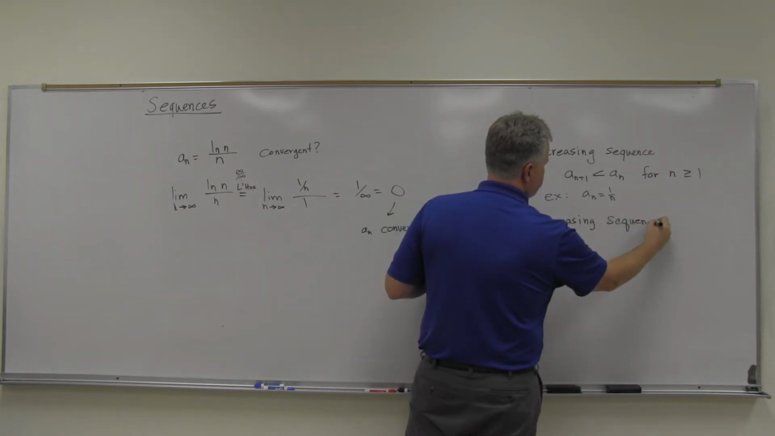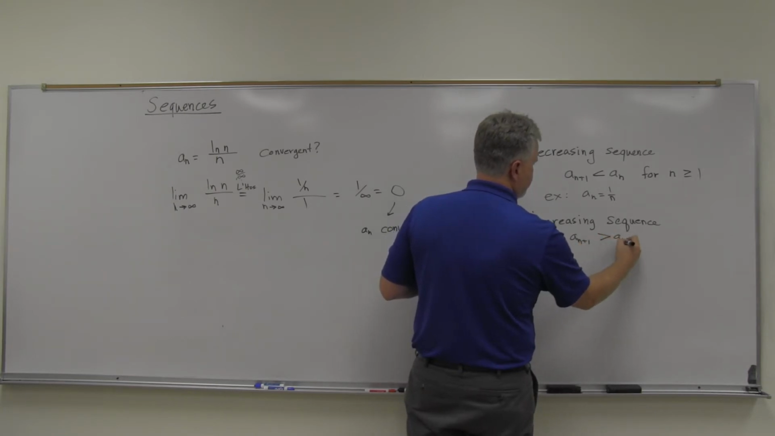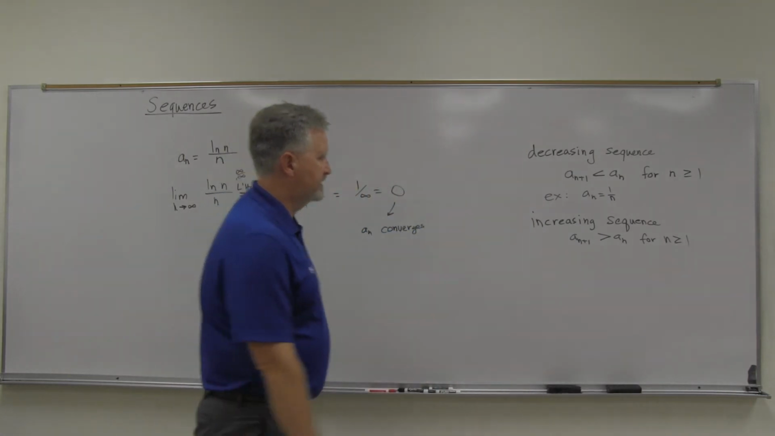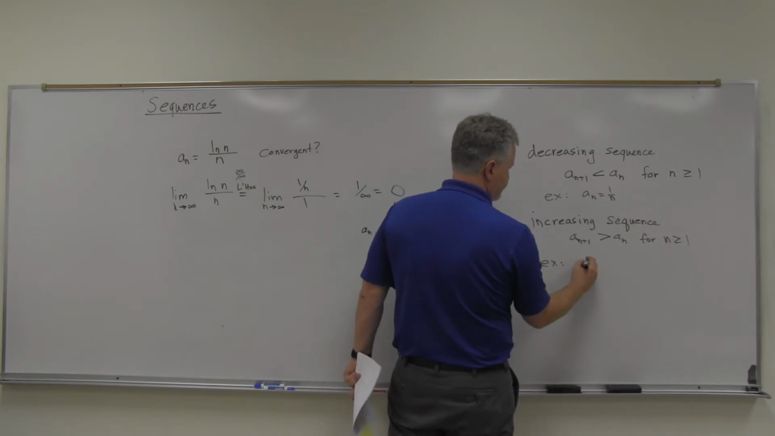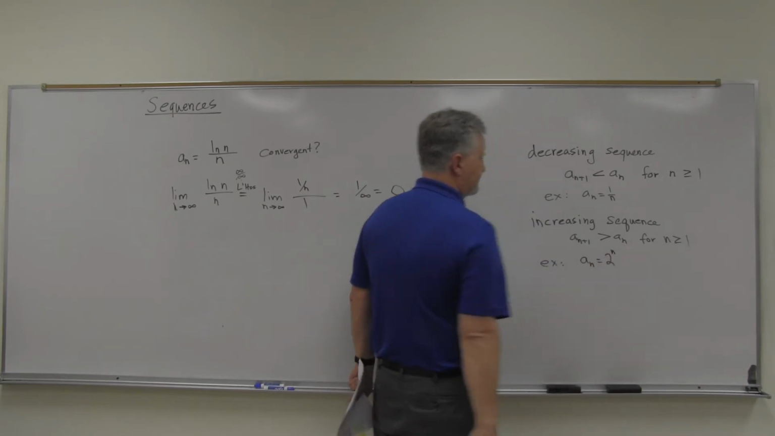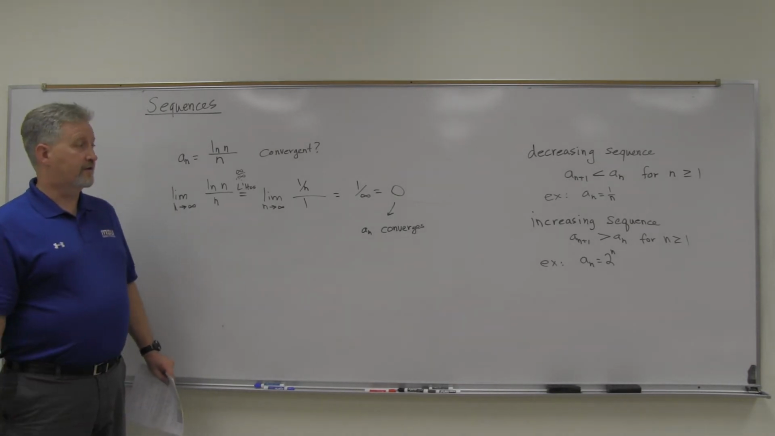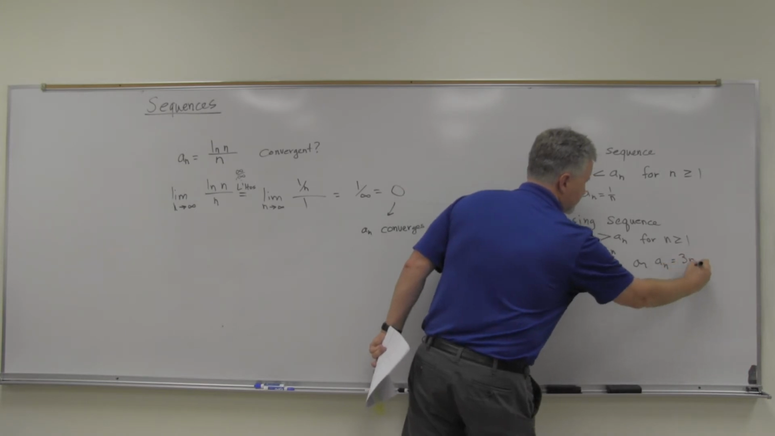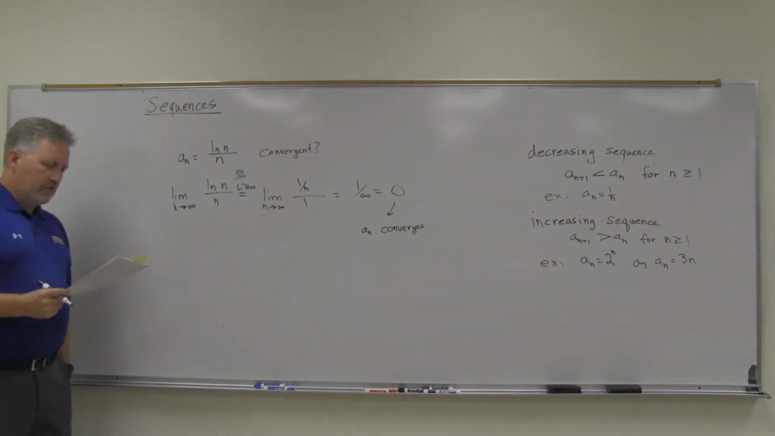An increasing sequence then would be just the flip of that, right? The a sub n plus 1 is greater than the a sub n for n greater than or equal to 1. An example of that would be some number to the power n. The one we did, 3 to the n, would be another increasing one, because the terms just keep getting bigger and bigger.